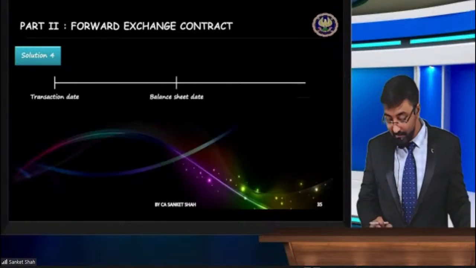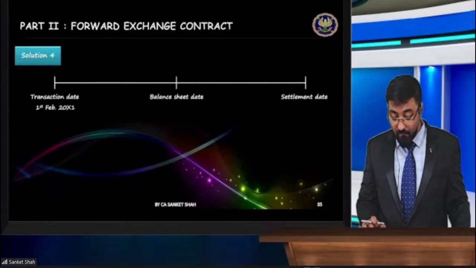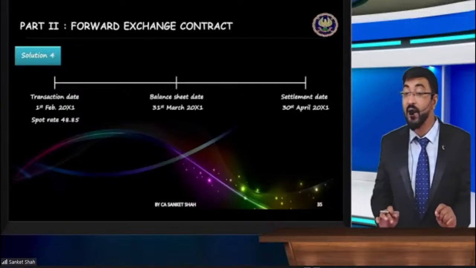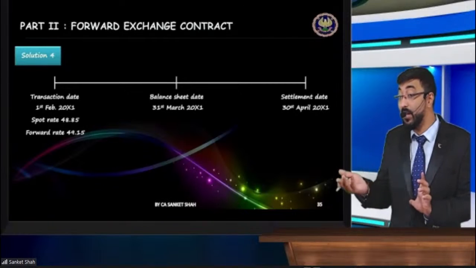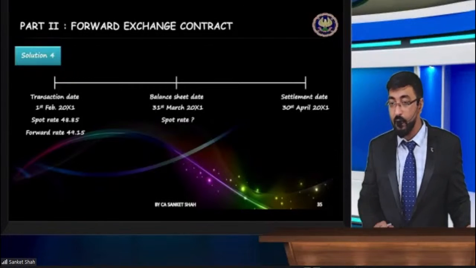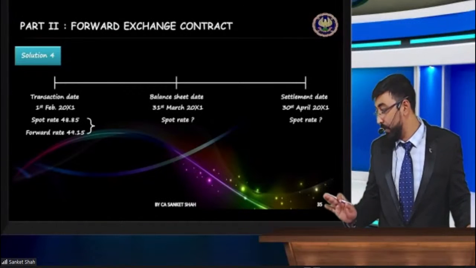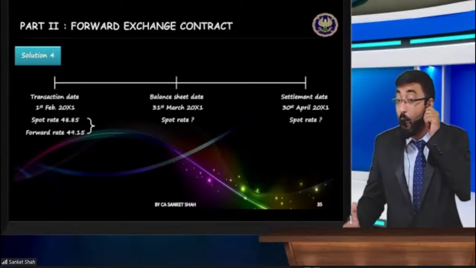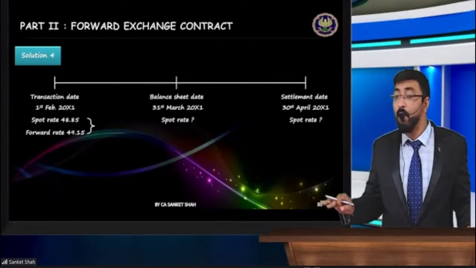Now there are 3 dates: transaction date, balance sheet date, and settlement date. Remember, here the important dates are 1st Feb, 31st March, and 30th April. Remember, spot rate is 48.85. Forward rate means after 3 months ka rate is 49.15. Here spot rate is not given, so question mark, and this spot rate is not important. Remember, I'm getting $1 today at 48.85, and after 3 months I'm buying that dollar by entering into a forward contract at 49.15.